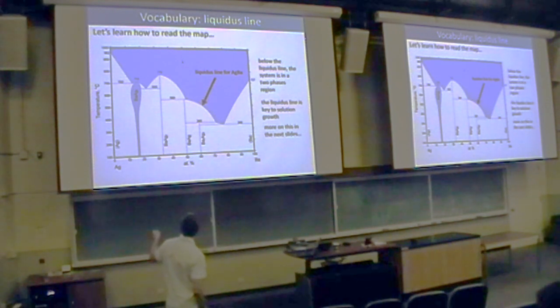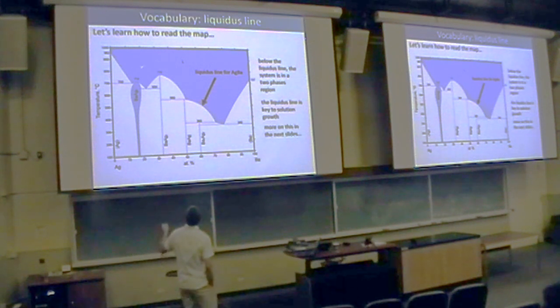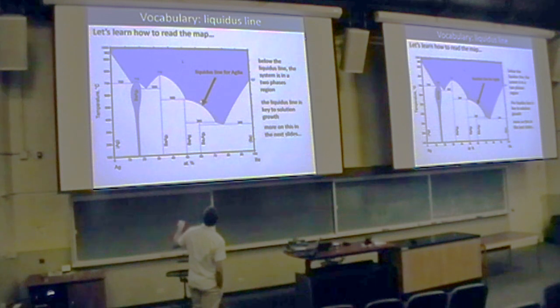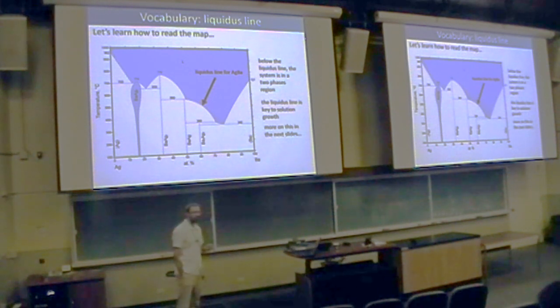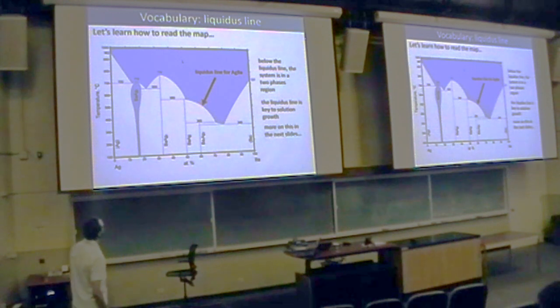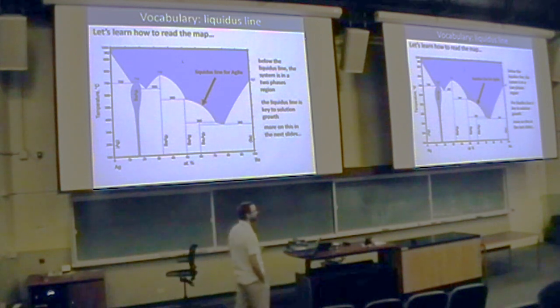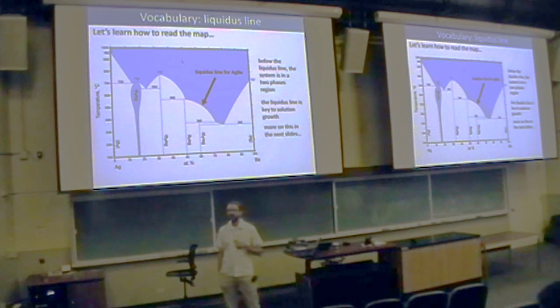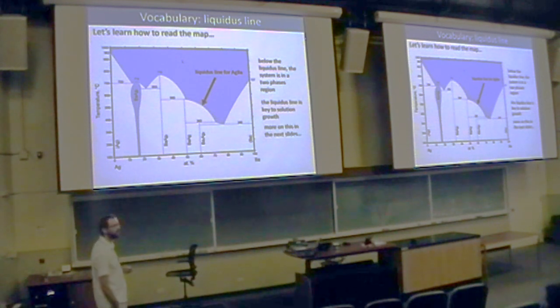You can see that at high temperature, as you expect, you have a liquid phase. The border of this liquid are those lines here that we call liquidus lines. Basically, these are very important for solution growth, for example. Below these lines, you will start to have not just one liquid phase, but a multi-phase system, typically one solid and one liquid. So below this liquidus line here, you start to have two phases.